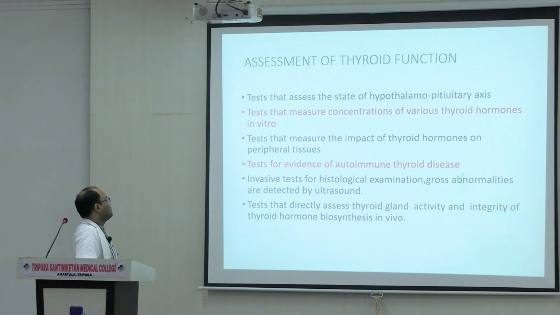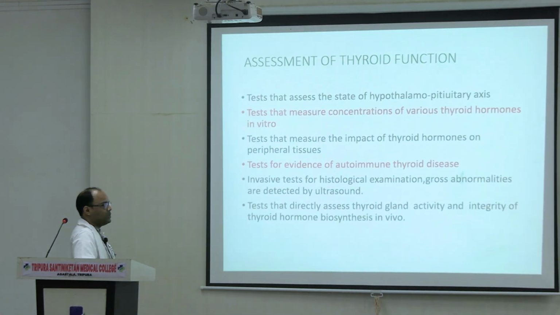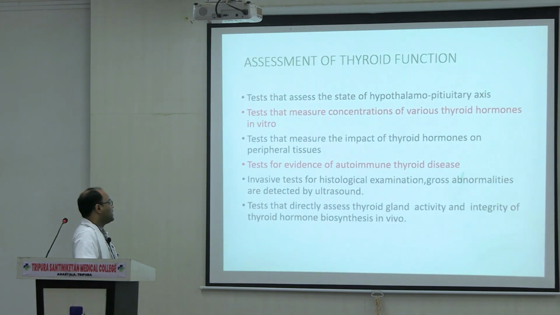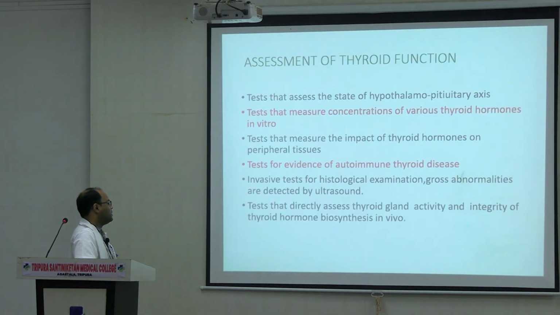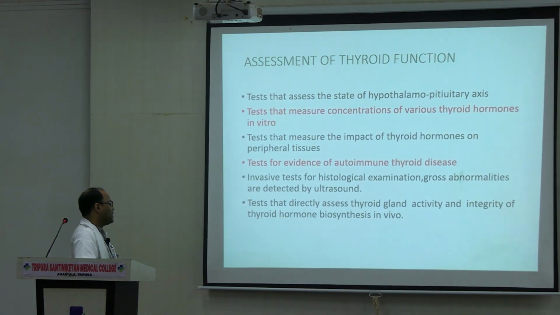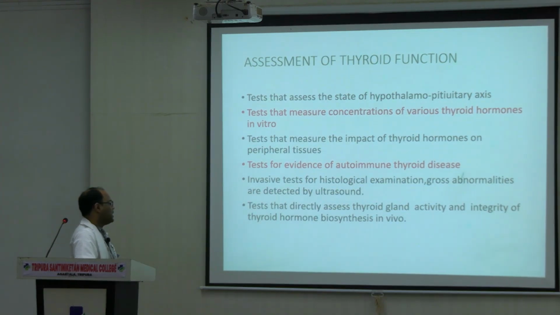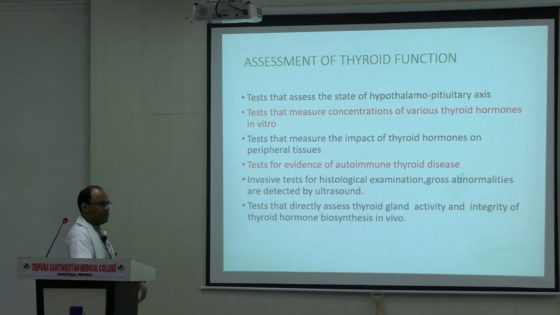Assessment of thyroid hormone function. To assess the hypothalamo-pituitary axis, tests that measure concentration of various thyroid hormones in vitro. Tests that measure impact of thyroid hormone on peripheral tissue. Tests for evidence of autoimmune thyroid disease. Invasive test for histological examination. Gross abnormalities are detected by ultrasound. Tests that directly assess thyroid gland activity and integrity of thyroid hormone biosynthesis in vivo. So these are the things we have to assess when you go for thyroid function test.